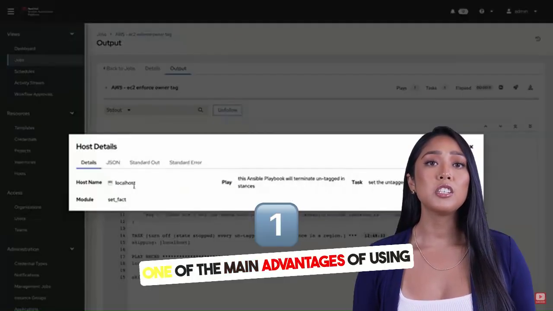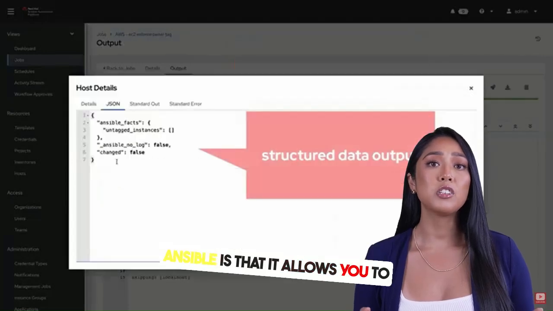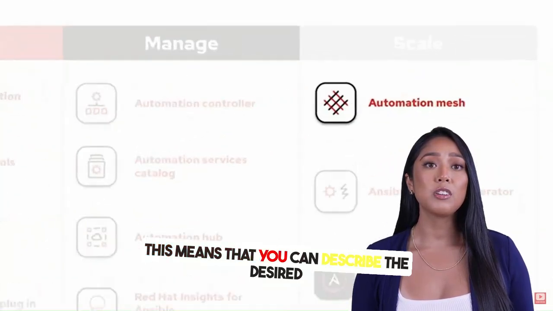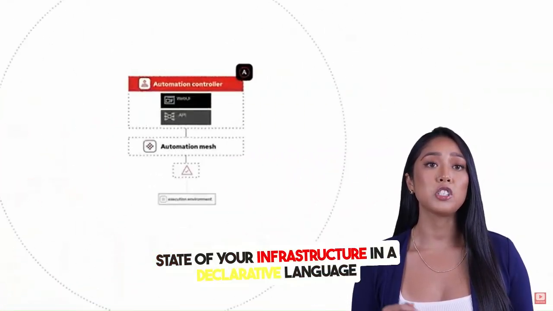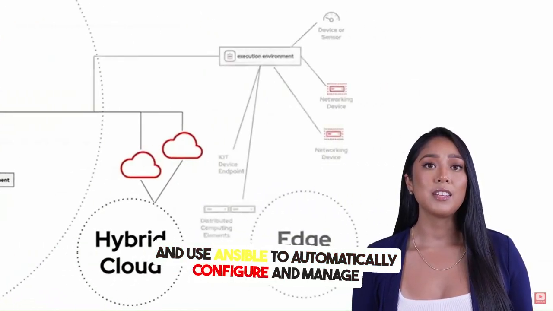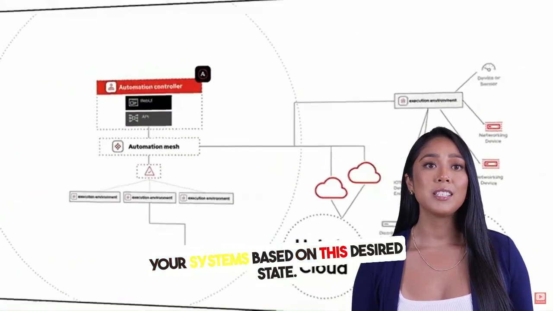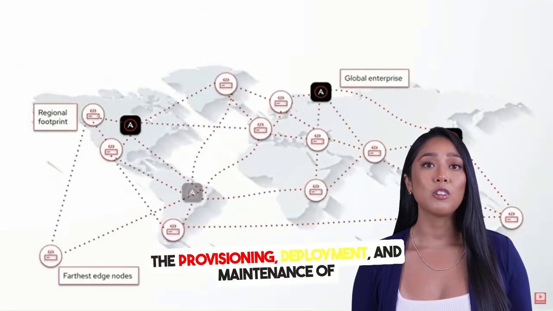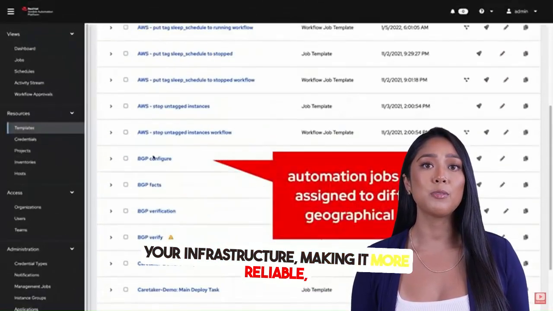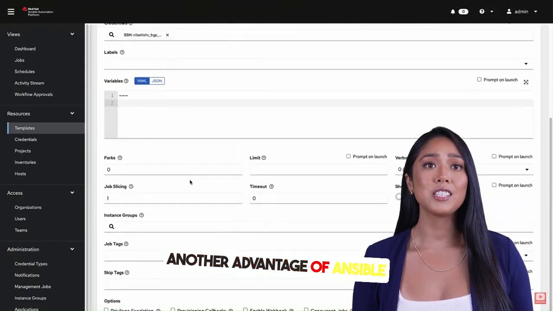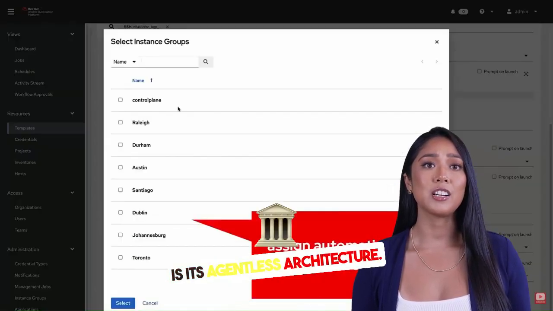One of the main advantages of using Ansible is that it allows you to define and manage your infrastructure as code. This means that you can describe the desired state of your infrastructure in a declarative language and use Ansible to automatically configure and manage your systems based on this desired state. Infrastructure as code helps to automate the provisioning, deployment, and maintenance of your infrastructure, making it more reliable, consistent, and easily reproducible.